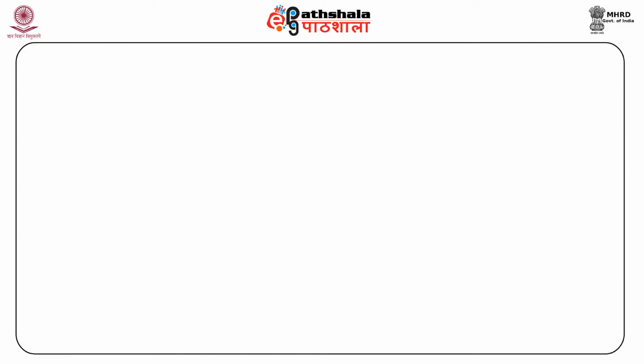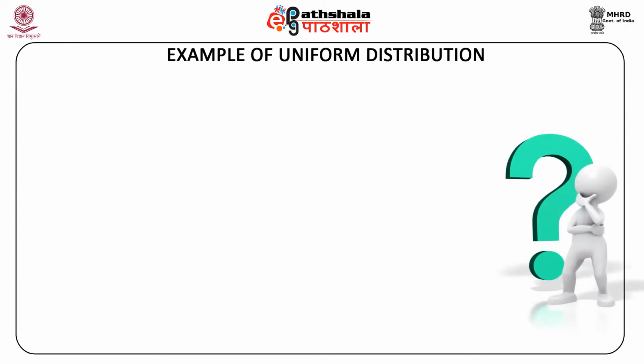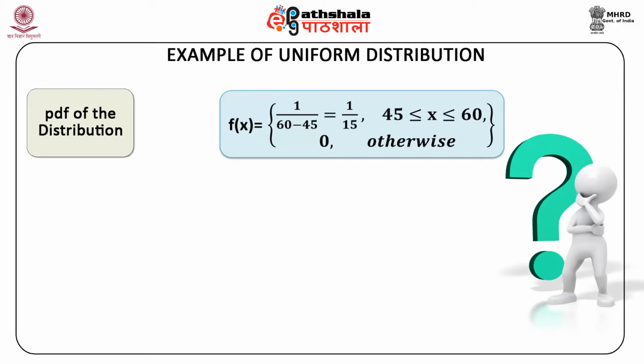Let us take an example. Suppose the time spent by each customer in a particular shopping mall during afternoon hours is uniformly distributed with A equal to 45 and B equal to 60. What is the probability of the time spent by each customer? The PDF of the distribution is written as f(x) equal to 1 divided by (60 minus 45), which is equal to 1 divided by 15, where x is greater than or equal to 45 and 60 is greater than or equal to x. Below that we have 0 otherwise.